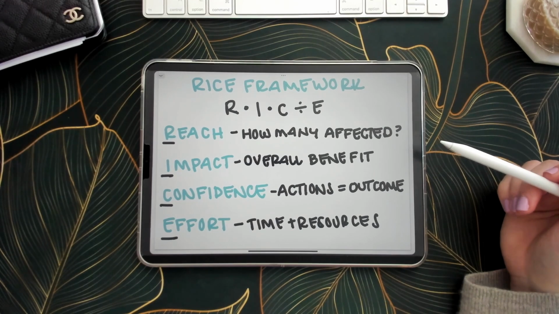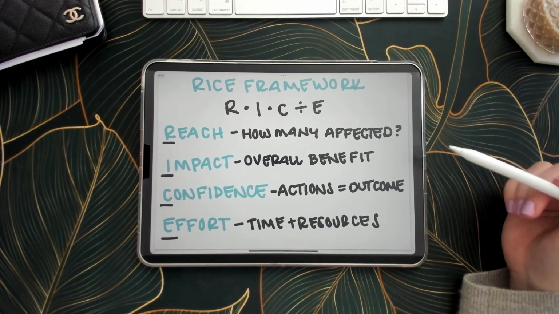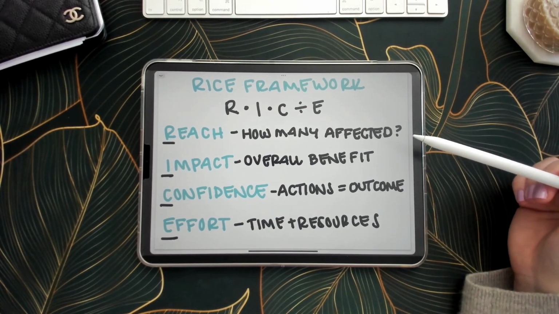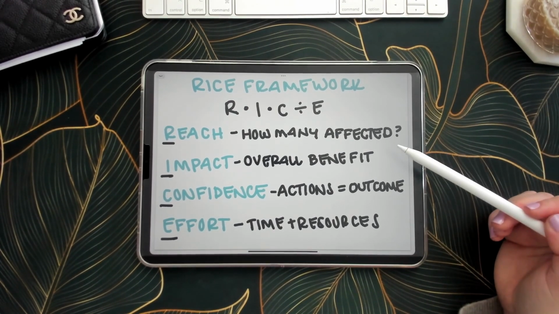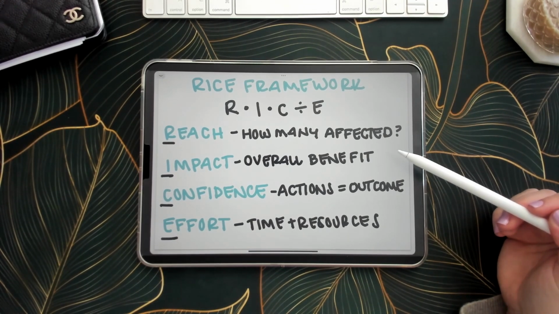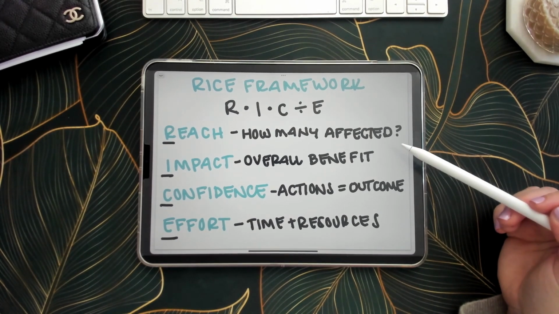You're going to create a list of potential projects or initiatives and use the following criteria to evaluate which would be the best to work on. So R stands for reach. So you want to evaluate how many people will be affected by the task or project. Consider the potential audience, users, or stakeholders who will benefit from or be impacted by the completion of the task.